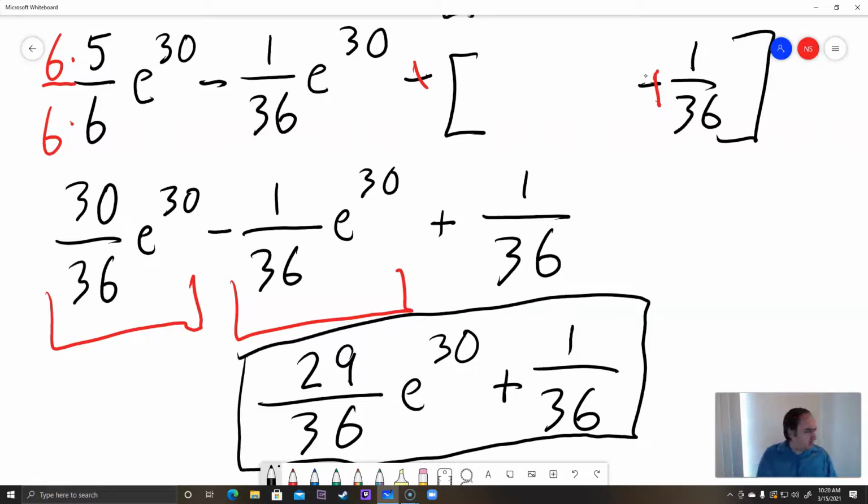And I think that's something like the form that they wrote their answer in. Let me check. Yeah, that's what they got. So, and by they, I mean my math lab, not the voices in my head. Okay, so what we got here is 29 over 36 e to the 30 plus 1 over 36. And remember, when you're plugging in numbers, you do not write plus c at the end, because it's a definite integral. Okay. So hopefully that one wasn't too bad.